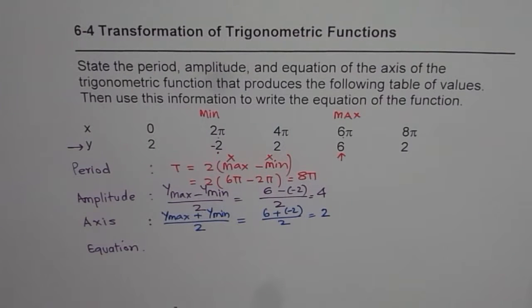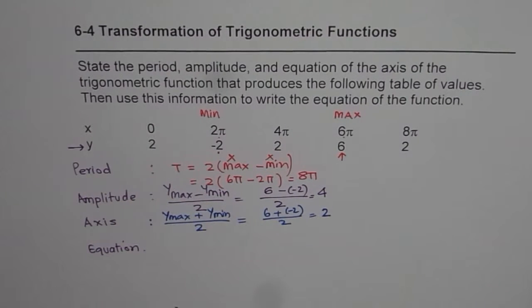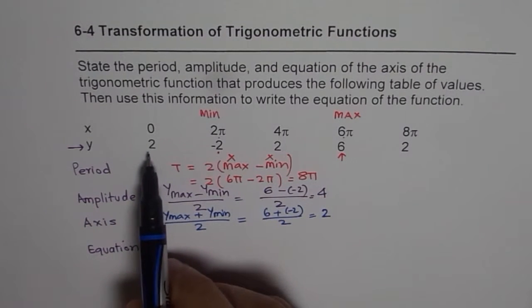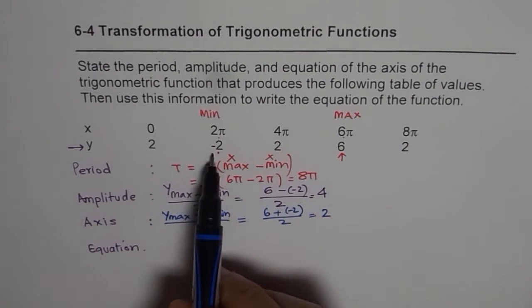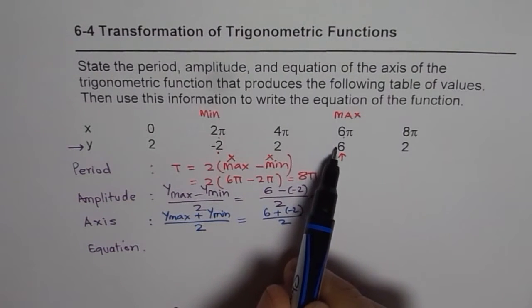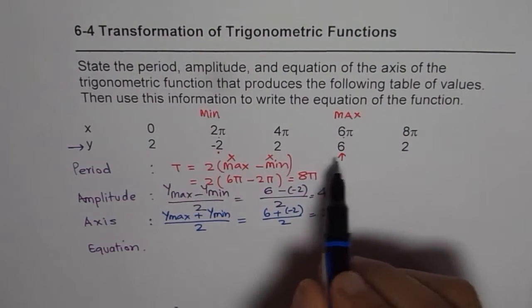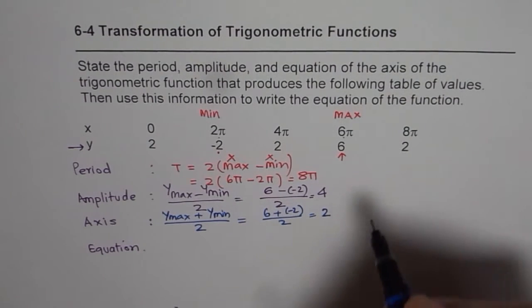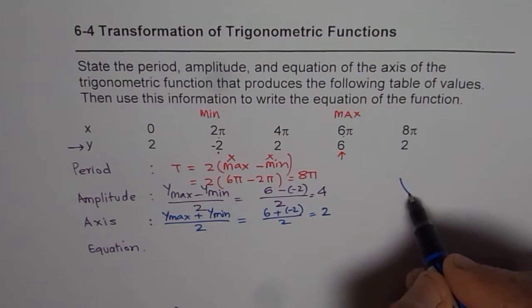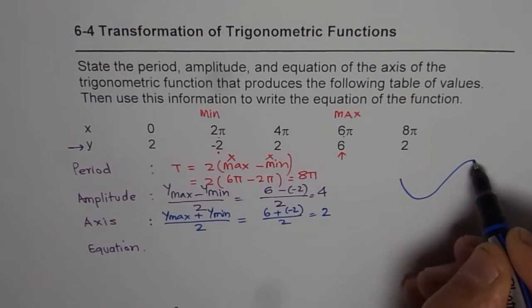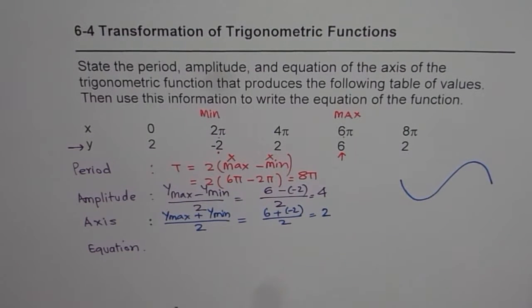In general, we'll try to write the equation in the form of a sine or cosine function, but let us sketch and see how this function really looks. Here we are starting with 2, going down to minus 2, coming back to 2, then up to the maximum of 6, and then back to 2. So basically the function is moving like this, up and down.